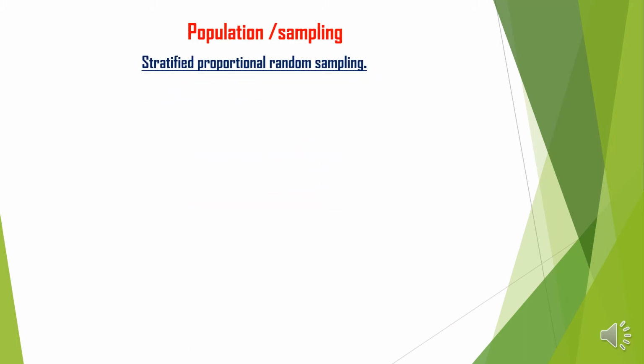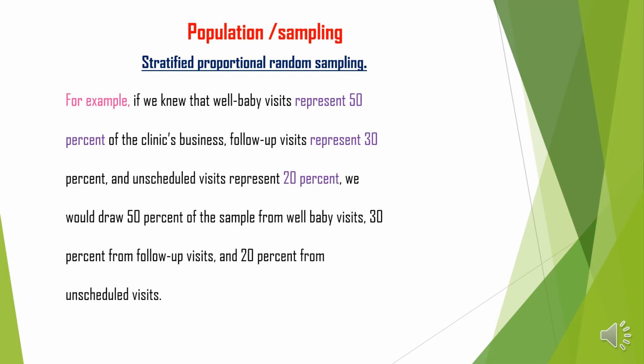There is another special example of the stratified random sample called the stratified proportional random sample. For example, if we know that well baby visits are 50% of the clinic business, 30% are coming for follow-up, and 20% are coming for unscheduled visits, how will I take my sampling now?